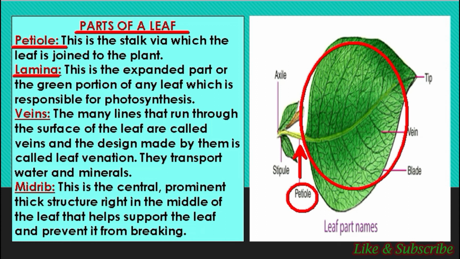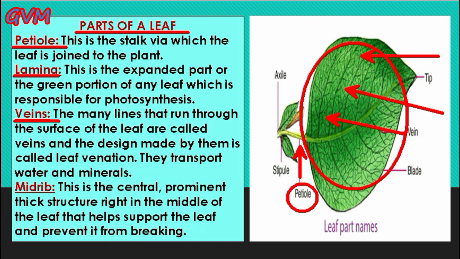Now the third part is veins. Students, as you can see here in this image, there are many lines that run through the surface of the leaf. And students, these minute thread-like structures are called veins. And students, the design that you observe in this lamina of the leaf is called leaf venation. And students, all these thread-like structures help to transport water and minerals to each and every part of the leaf.